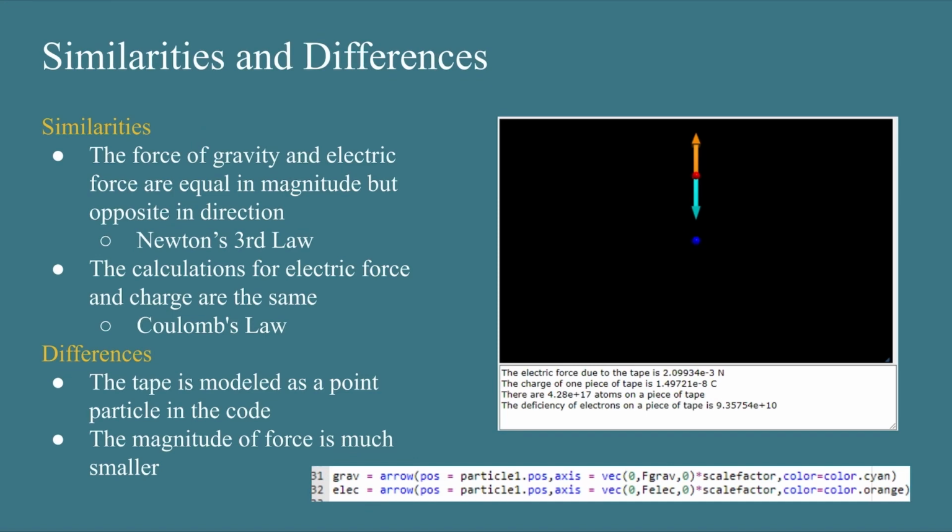The calculations for force and charge were computed the same way. One major difference was that the tape is modeled as a point particle in the code, but in real life this isn't necessarily true. The second difference is that the magnitude of force in the code is much smaller than what you are seeing. I simply scaled the arrow by 10 as a visual aid.